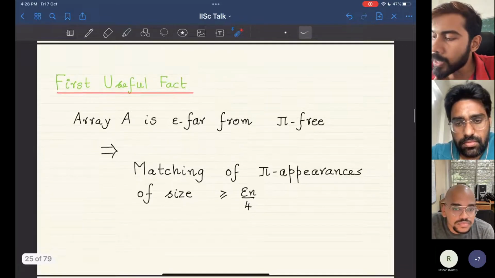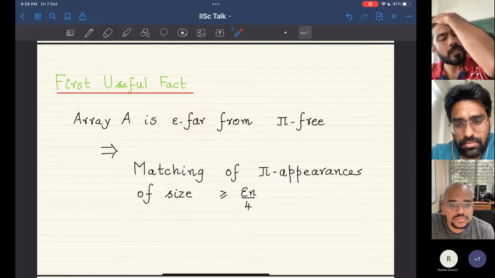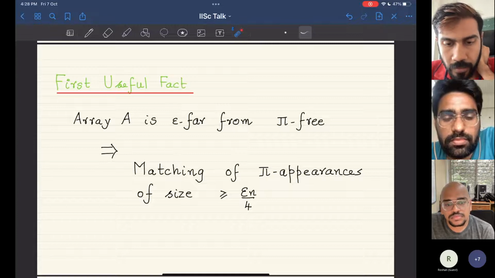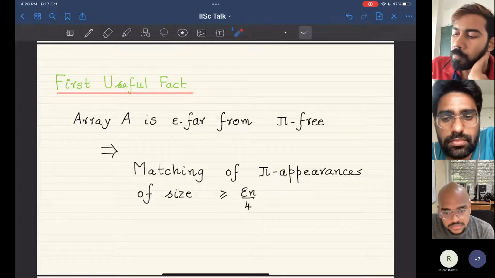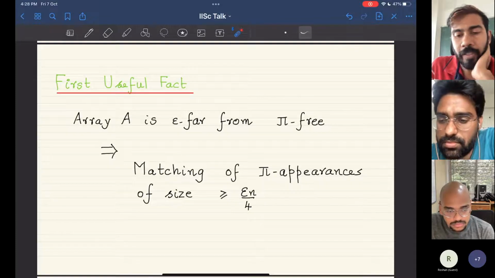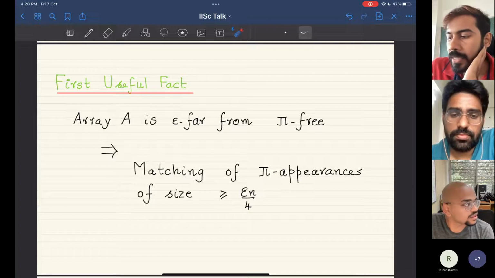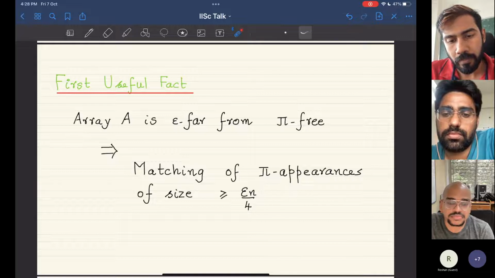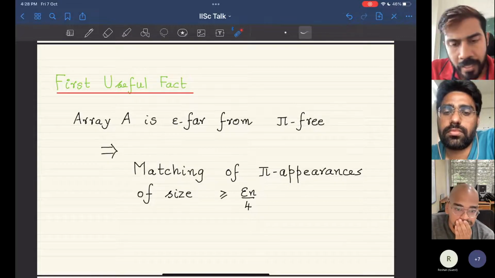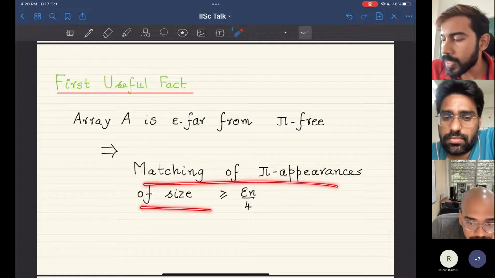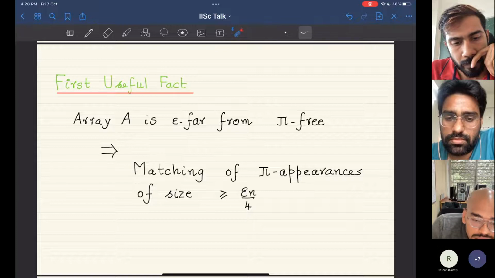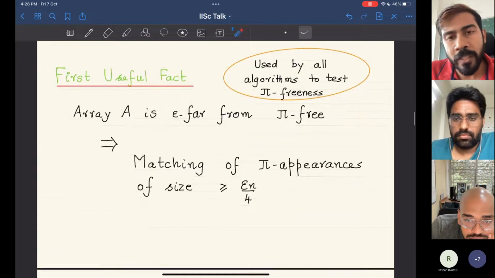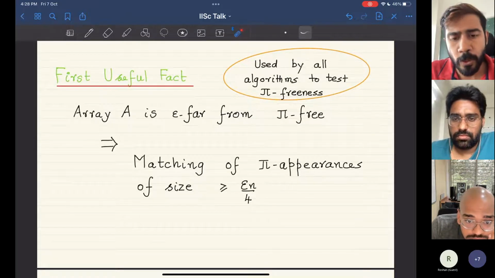Okay, so the first fact that we will use is a kind of folklore fact in property testing in general. Suppose an array is epsilon far from being pi-free, then there are many pi appearances that are disjoint from each other. Rather, there is a matching of pi appearances of size at least epsilon n over 4. I will define what is a matching of pi appearances. And this fact has been used by all algorithms to test pi-freeness, including monotonicity testers.